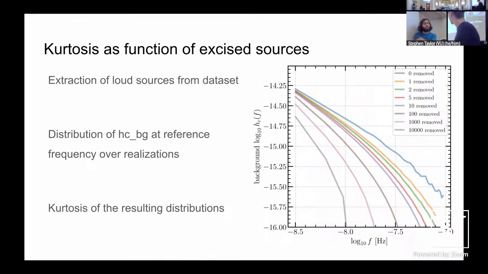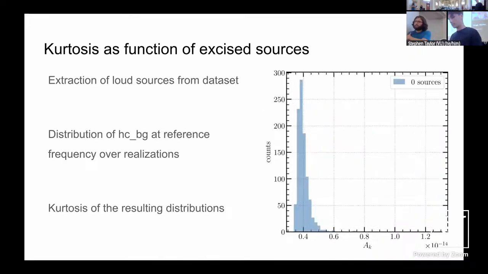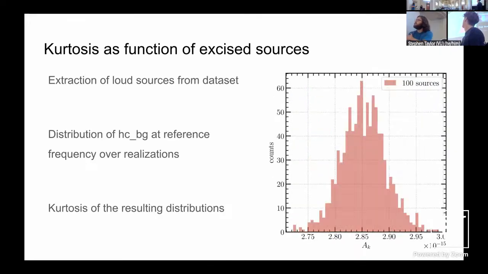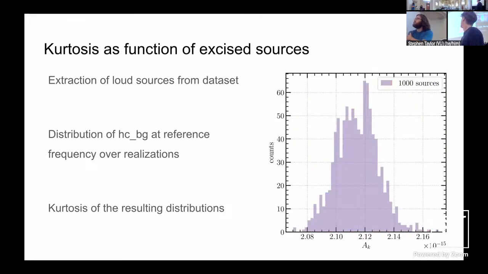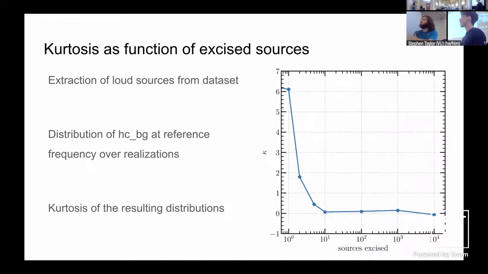So what we did is that we got those HC, this strain, and then we plotted them. And as the number of sources increases, we get something more and more Gaussian. And this is our kurtosis. Yay, we did something. That's great.